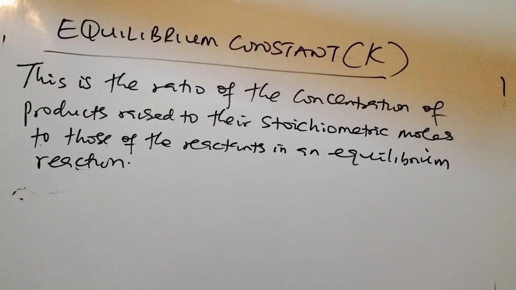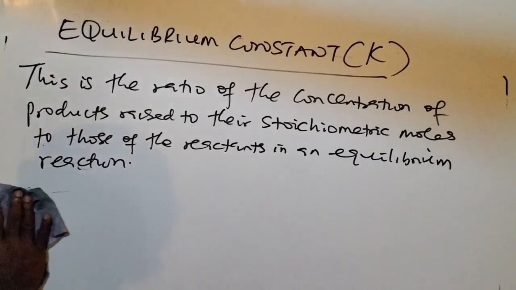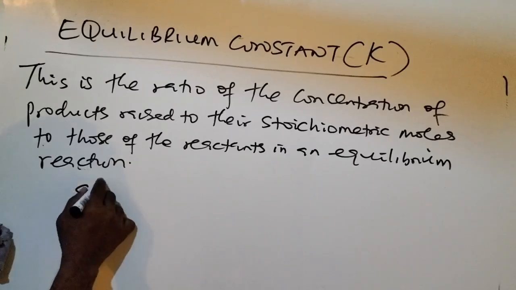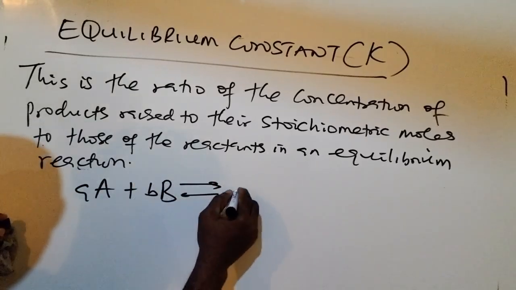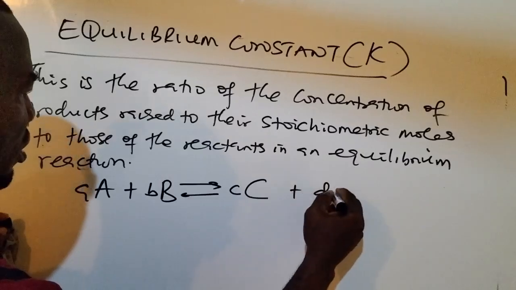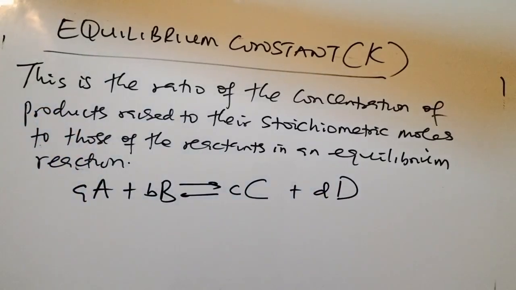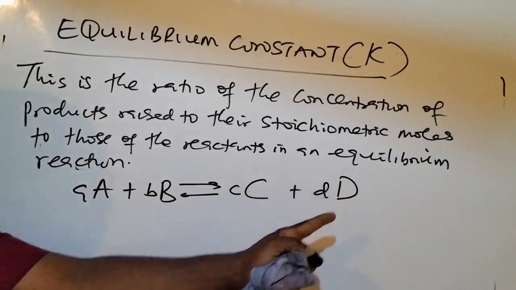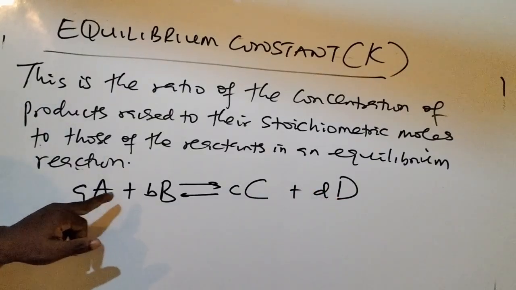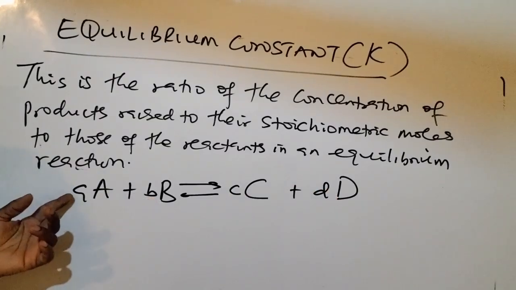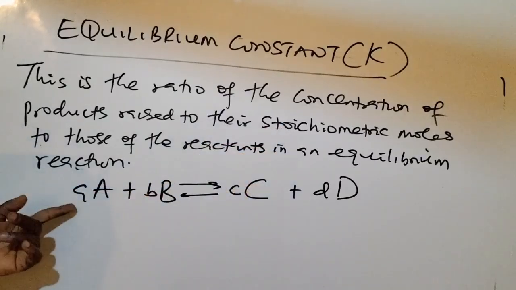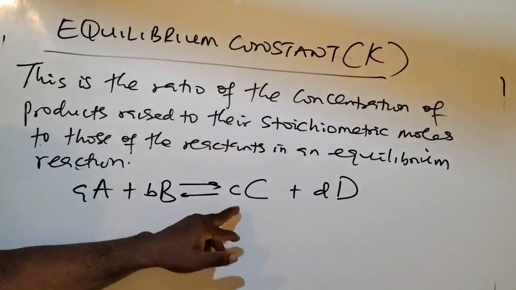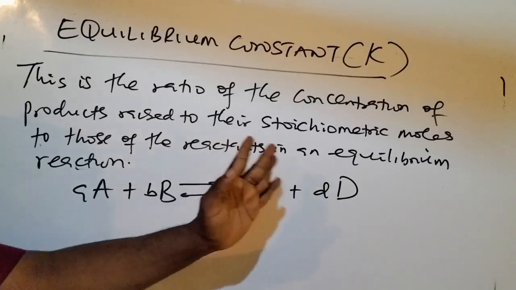Now, for instance, we have this reaction: small a big A plus small b big B giving us small c big C plus small d big D, where capital A and B are the reactants, and capital C and D are the products. Then small a and small b, we'll call the number of moles. Those numbers used to balance the equation, which we normally call the stoichiometric number of moles, could be whole numbers like 1, 2, 3, and so on. Small c and small d are also the number of moles on the product side.